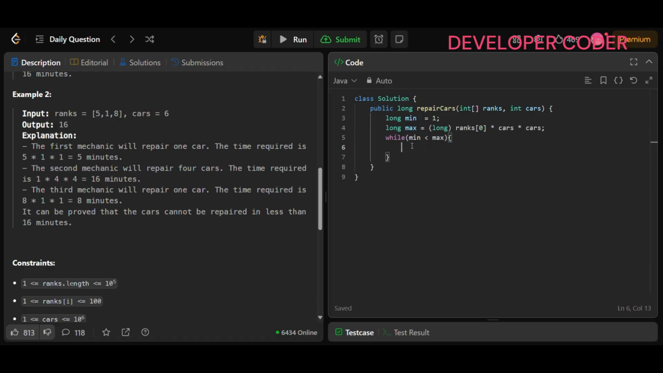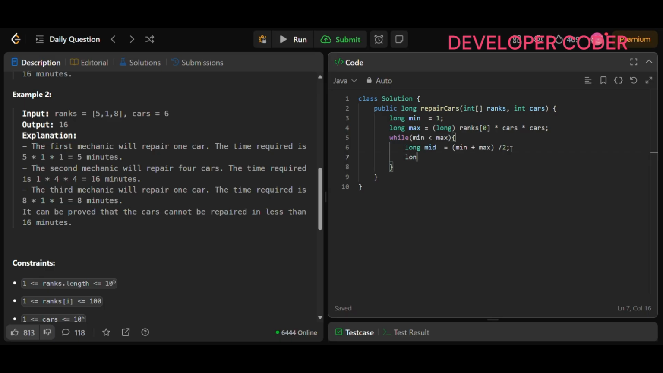Now let's calculate the mid. Normal binary search approach, so mid is equal to min plus max divided by 2. Now let's take long car sum, how many cars we can repair in this much mid amount of time. Now just iterate over all the ranks one by one in my ranks, and here I will update the car sum, which is nothing but a summation of all the car counts.